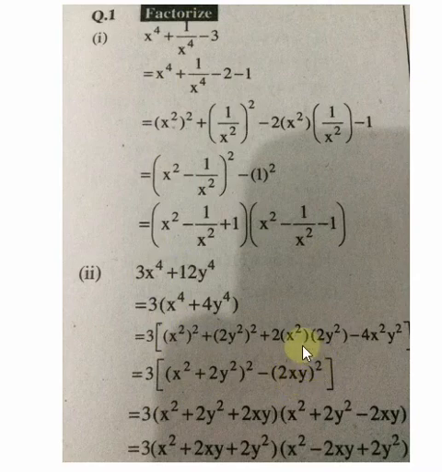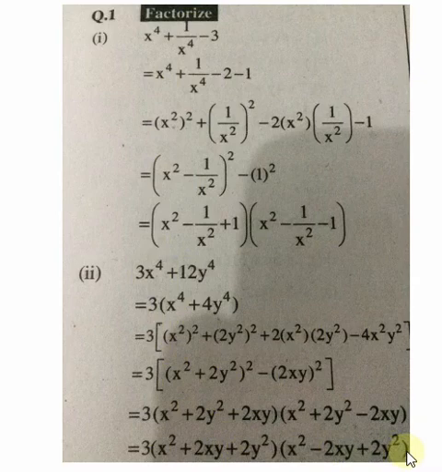So again we apply the formula a² − b², which can be written as (a + b)(a − b). So rearranging these values, we have (x² + 2xy + 2y²) and (x² − 2xy + 2y²). So this is the complete factorization of such type of question.